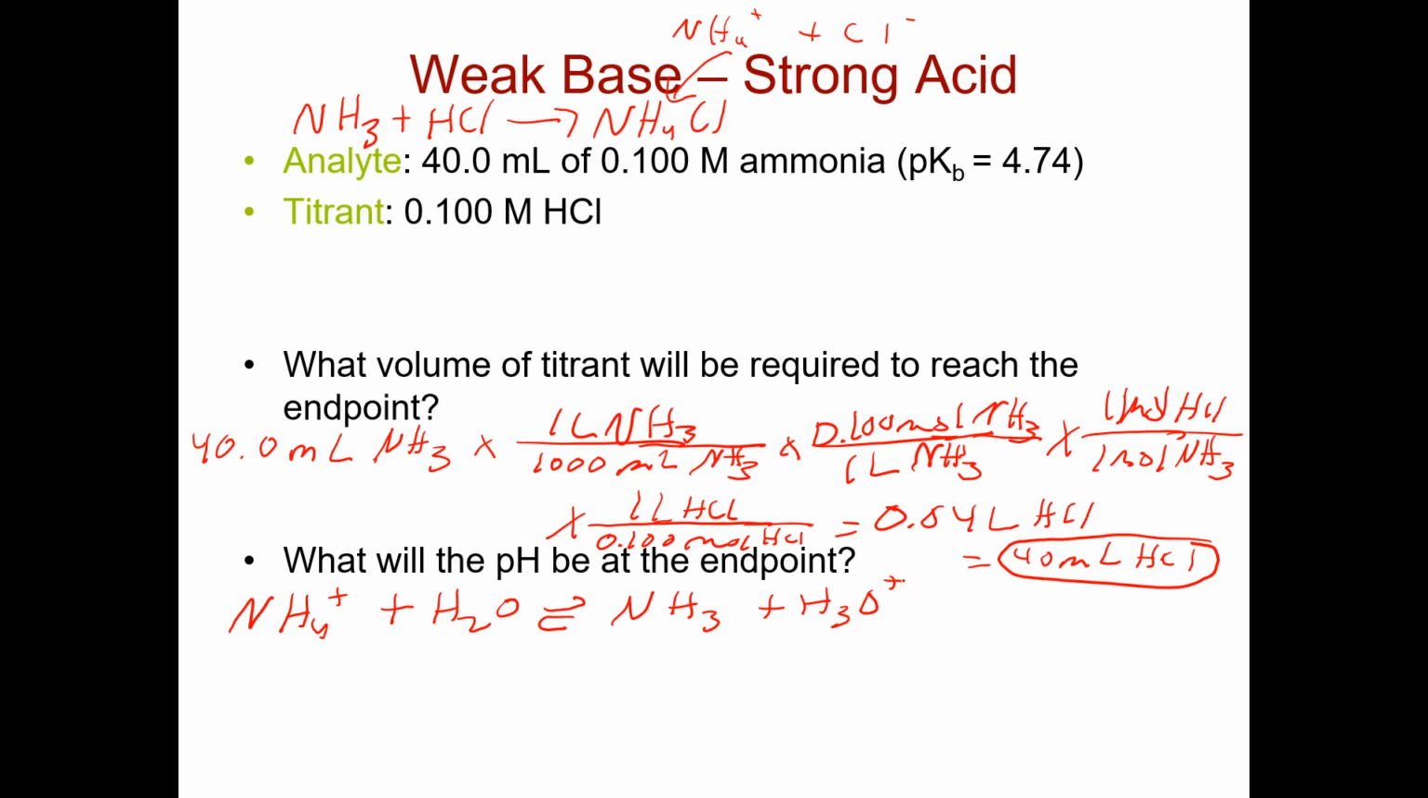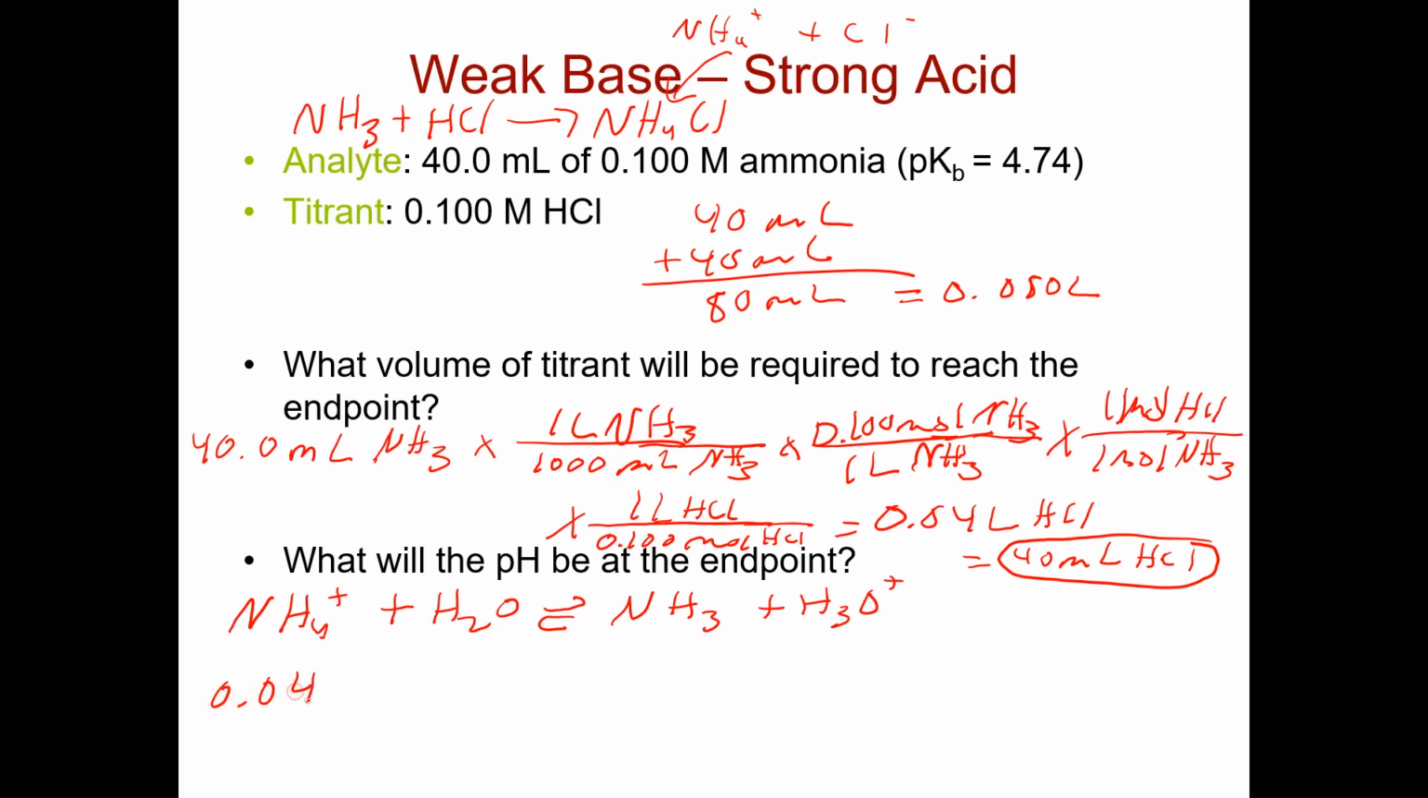So we need to know what the concentration of ammonium ions is at the end of this. So we started with 40 milliliters of our ammonia, and then we added 40 milliliters of hydrochloric acid to it. So that gives us a total of 80 milliliters, which is 0.080 liters. So we want to know how many moles of ammonia there were, and that will give us the moles of ammonium ions. If we take 40 milliliters and convert that to liters, that's 0.04 liters.